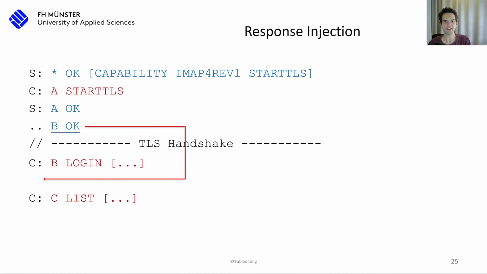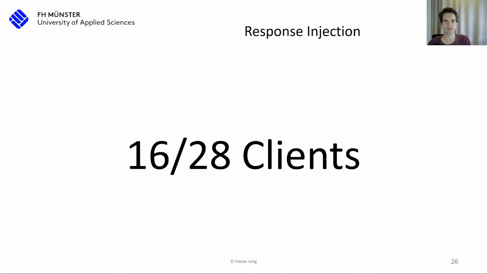The 10-year-old command injection bug piqued our interest. If it is so common in servers, won't clients make the same mistake in STARTTLS? Therefore, we extended the command injection to response injection. In the displayed trace, the attacker injects a response to the command tag B before it is sent by the client, causing the client to interpret it after the transition to TLS. We found 16 out of 28 tested clients to be vulnerable to this issue, among them Apple Mail and Thunderbird.